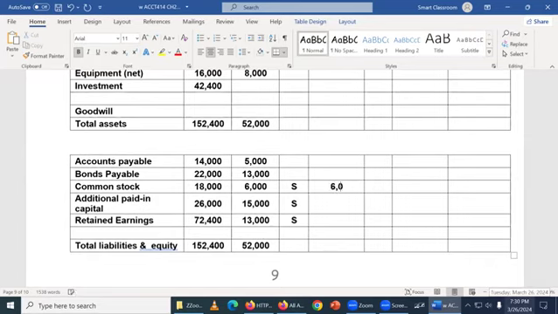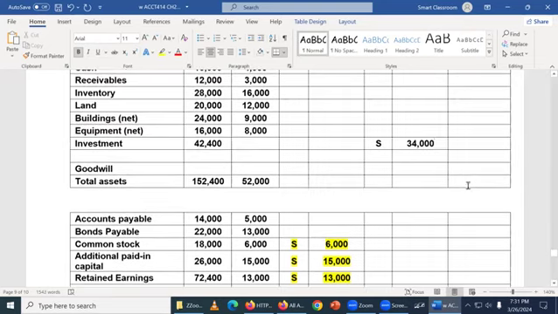Okay, so 6,000 has gotta come out of our common stock. Our 15,000 has to come out of our additional paid in capital, our APIC. And 13,000 has to come out of the retained earnings. So we're gonna take that out of our investment. What is that, 21, 24, 40, 34? So 34,000, and we got rid of the equity section.